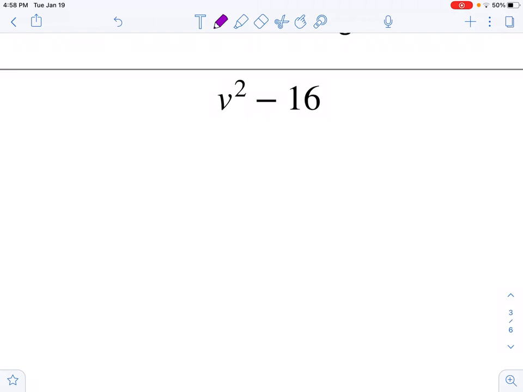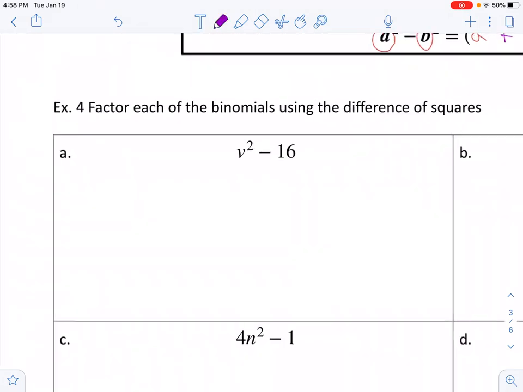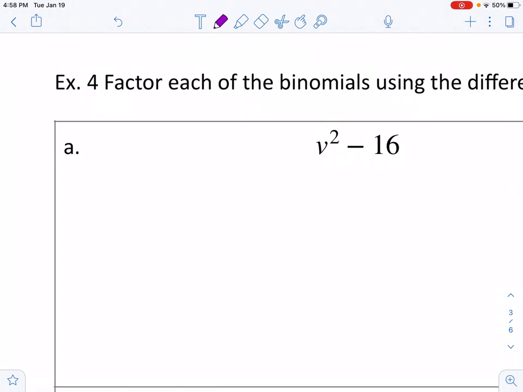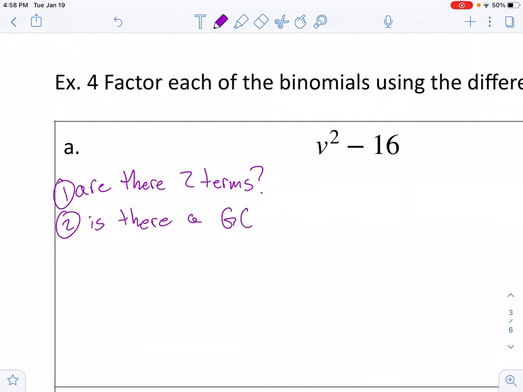And I think of these in one way. I'm going to show you a couple different ways to think about them, but I always look and I say, okay, are there two terms? So that's the first thing I'm asking. I'm going to write some notes on the side here. Are there two terms? Okay, and so that's the first thing. The second thing is, is there a greatest common factor? If so, I need to factor it. My third thing, are they subtracting?